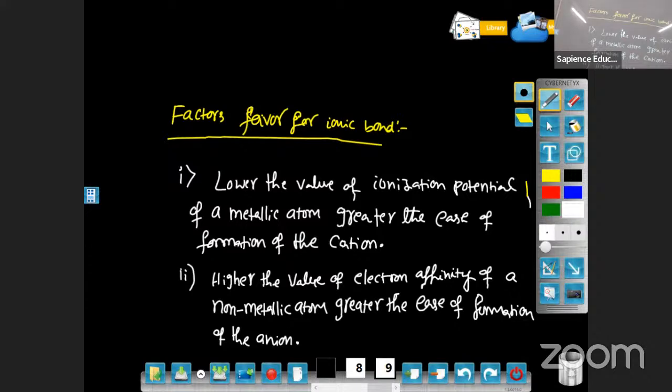When any atom gains an electron, that atom releases some amount of heat. If it releases more heat, it has more capability to maintain a negative charge. So those atoms are easily involved in ionic bond formation. To form an ionic compound, what do we require? Cation and anion. Because of this process, it is very easy to give the anion, and then it easily forms the ionic bond.